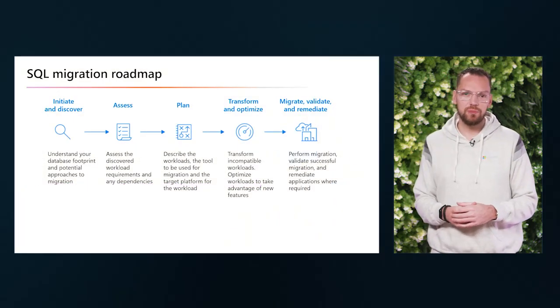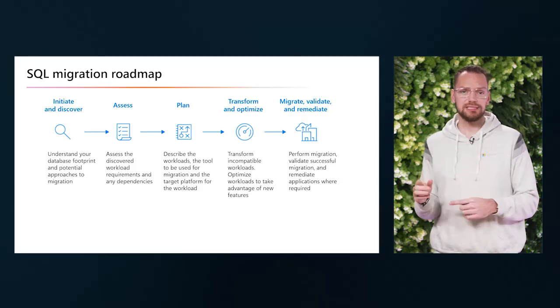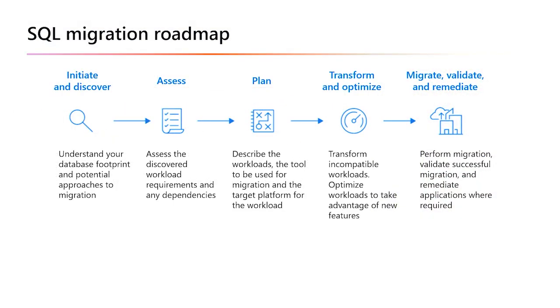The SQL migration roadmap consists of 5 different stages. Each stage includes important tasks required to complete a successful migration to Azure Cloud Services. The stages are, number 1, initiate and discover, where we can ask ourselves questions like, what is the current state of our database, like the performance, its size, and the throughput. Number 2, assessment. We could ask questions, is it part of a larger application? Is the data being used by another application, looking for dependencies and more?